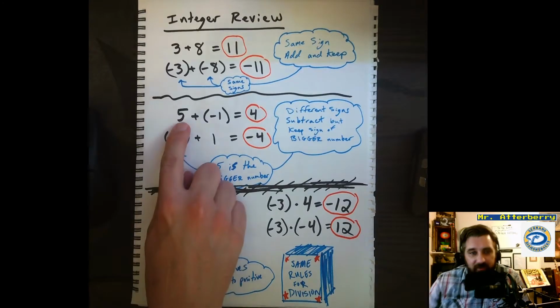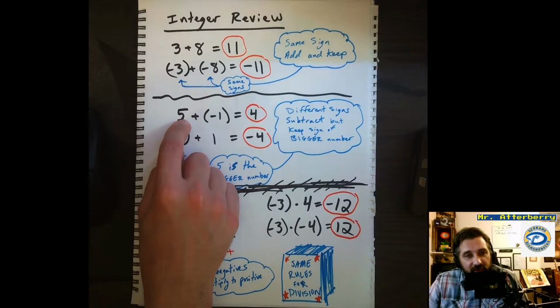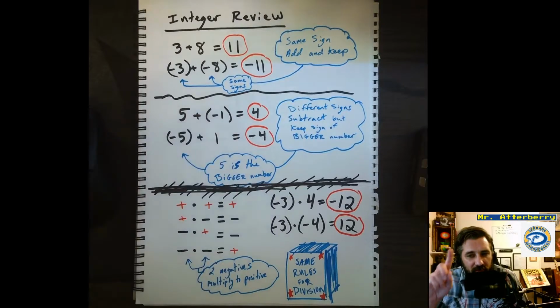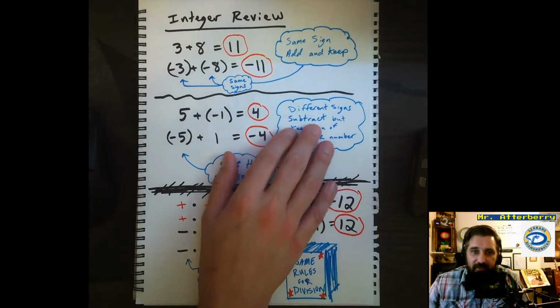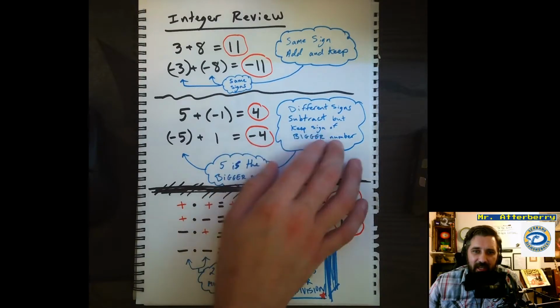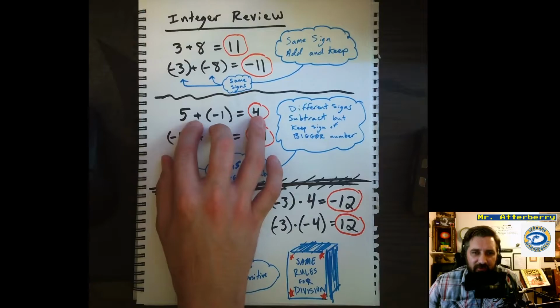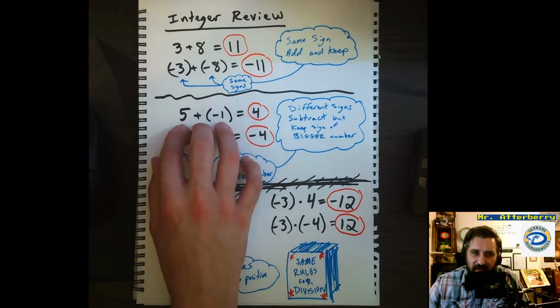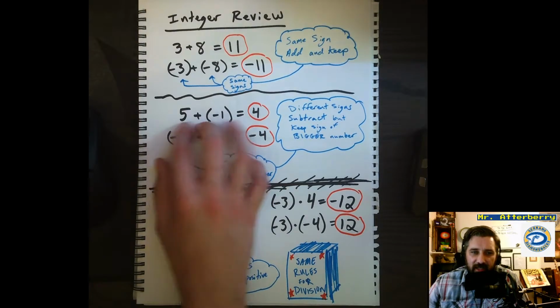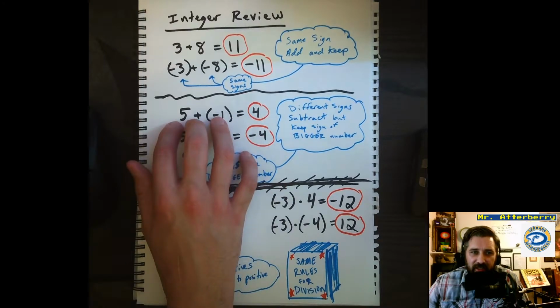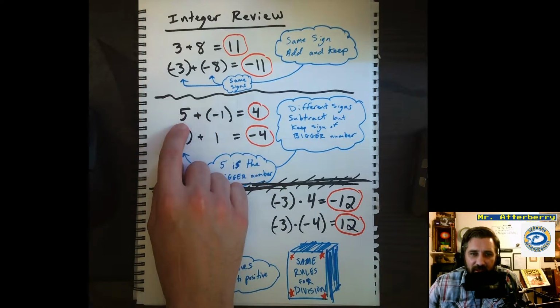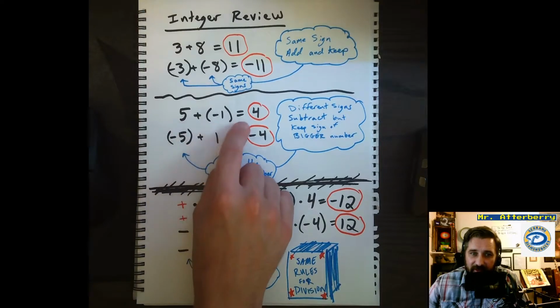So 5 is 5 spaces away from 0, while negative 1 is just 1 space away from 0. Keep that in mind when I say a bigger number. So different signs, subtract, but keep the sign of the bigger number. So 5 plus negative 1 equals 4, because we subtract: 5 take away 1 equals 4. The bigger number is 5, so 5 is positive, and the answer is positive 4.